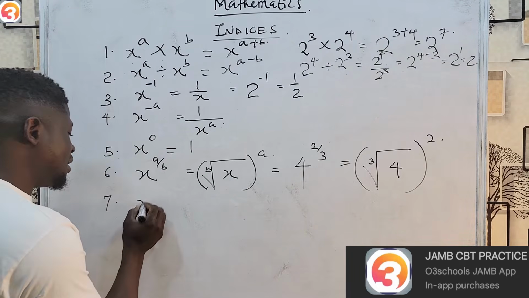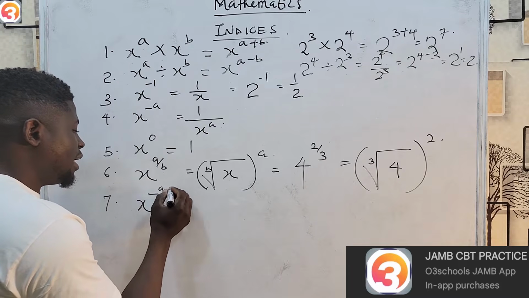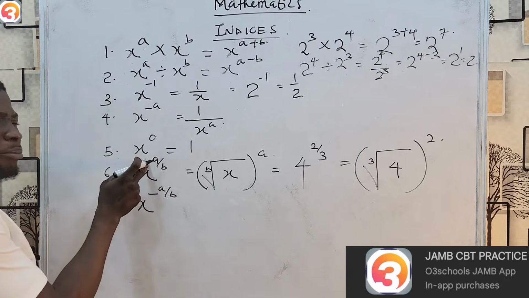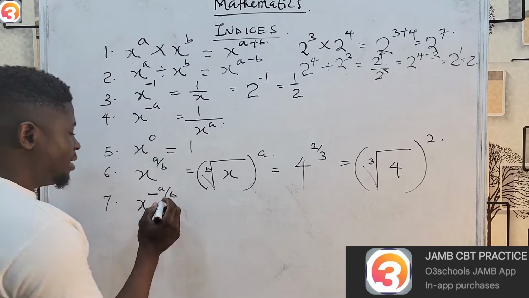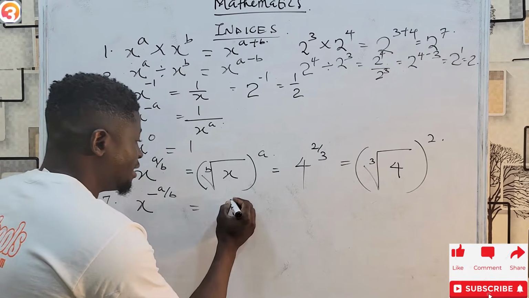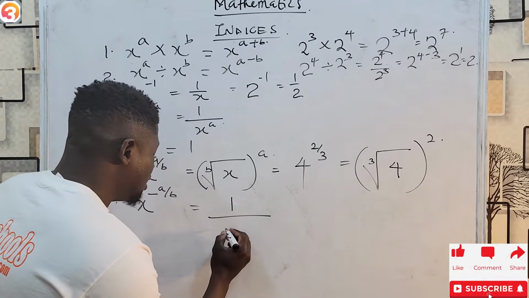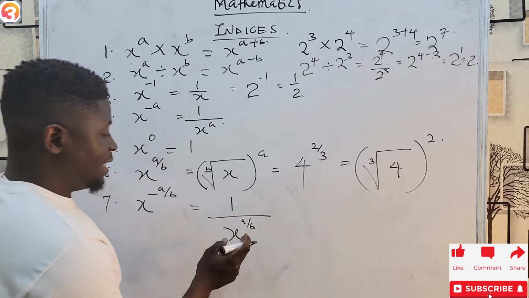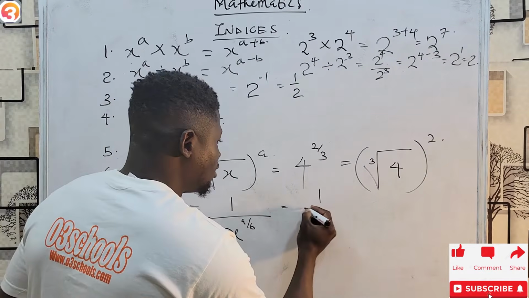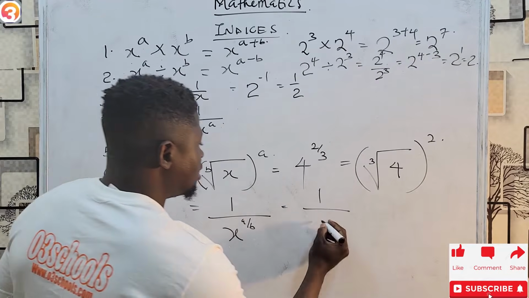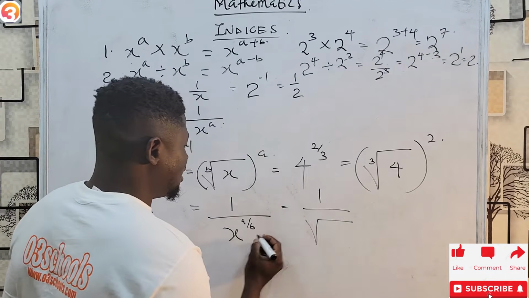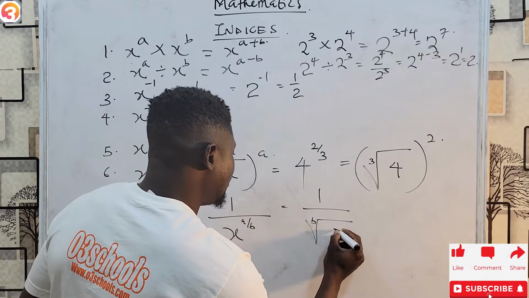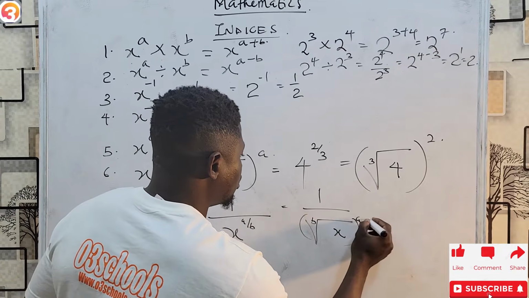Let's say you have x raised to the power minus a over b. The previous one was raised to a positive number, but this one is raised to a negative number. This is the same as 1 over x raised to the power a over b, which is the same as 1 over the b-th root of x, all raised to the power a.